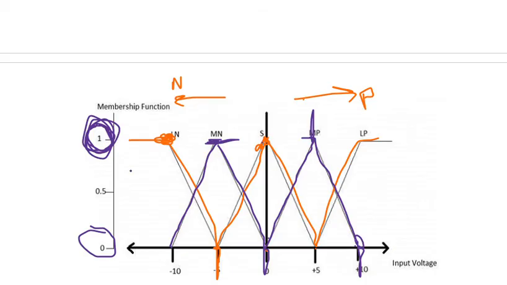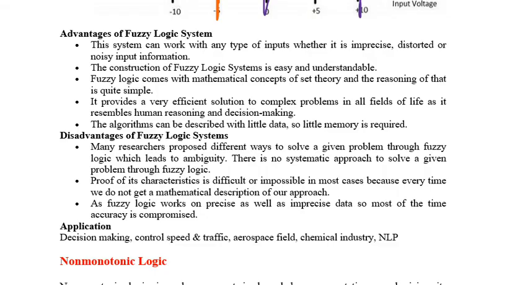So similarly the large positive and large negative also start with the 1, and for some duration of time it will be constant. Initially, and at the end stage also, for some duration it will be constant. So this is the basic membership function diagram graphically. Understand this. Now let's understand the advantages and the disadvantages of this fuzzy logic.